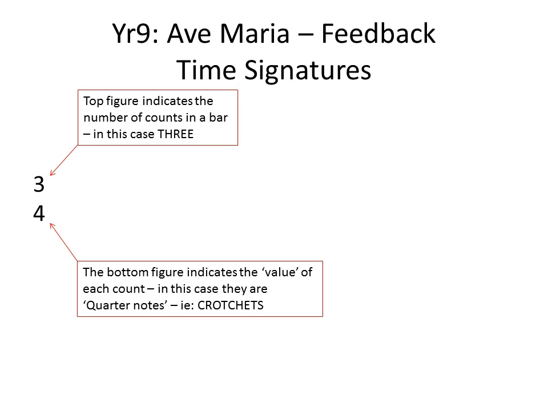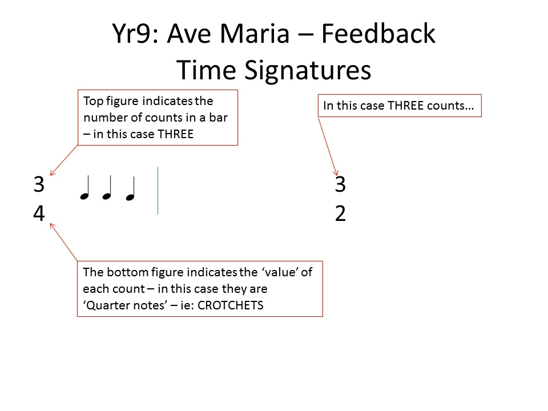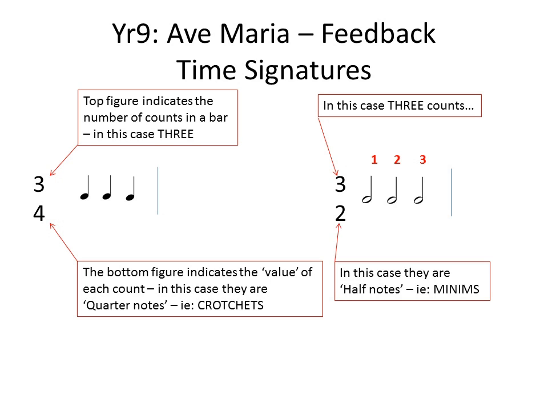Let's consider 3/4. The top figure indicates the number of counts in a bar, in this case 3. The bottom figure indicates the value of each count. In this case, they are quarter notes. We know them as crotchets. So, 3 counts in each bar, and each one is worth a crotchet. Similarly, again, if we use 3/2, there are 3 counts in the bar, but this time they're worth half notes, minims. So 3 counts, but each one is worth a minim.